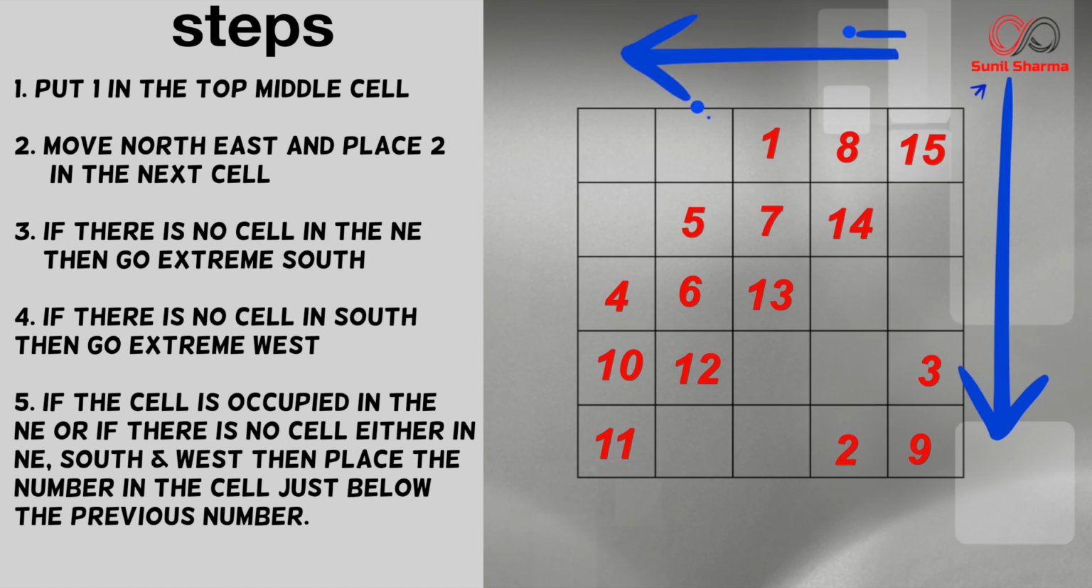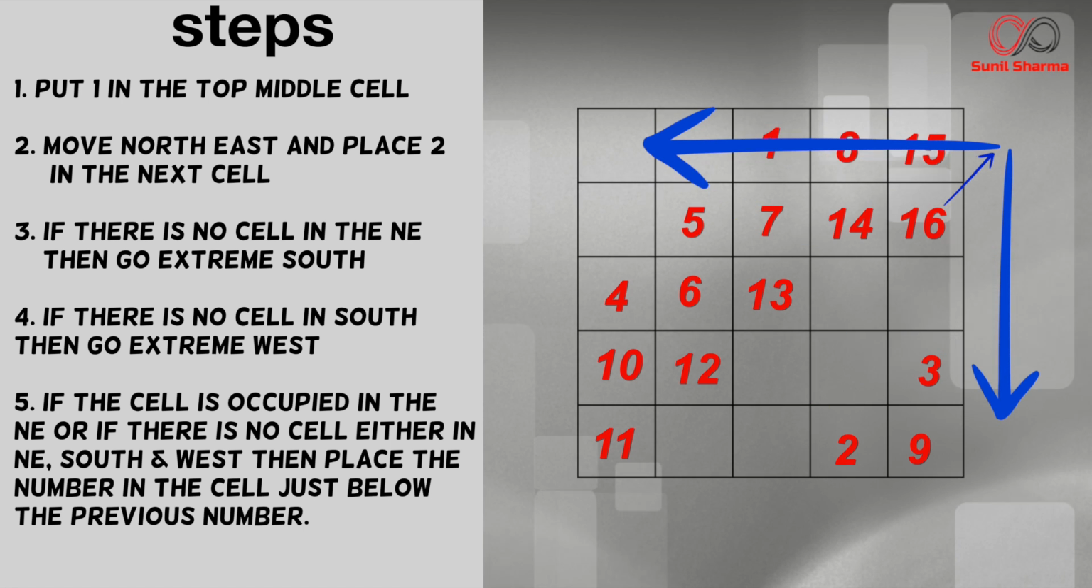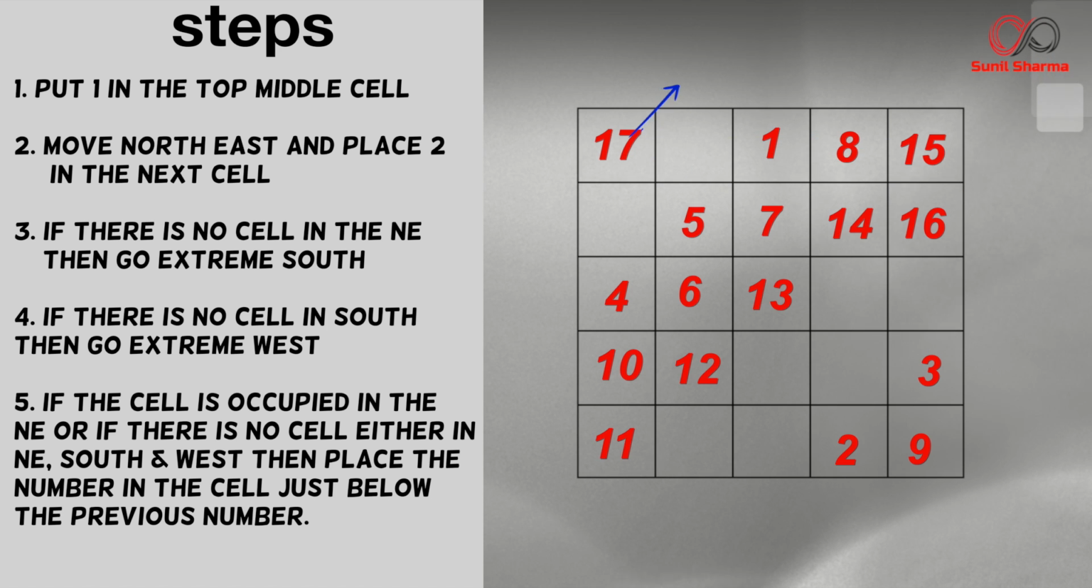Extreme south, no cell. Extreme west, no cell. So as per rule number 5, we need to place 16 below 15. Now let's move northeast again. There is no cell in the northeast direction, so let's move extreme south. Again no cell, so let's move extreme west and place 17 in that cell. Again in the northeast direction, there is no cell. Moving south, place 18. Moving the northeast direction, place 19.